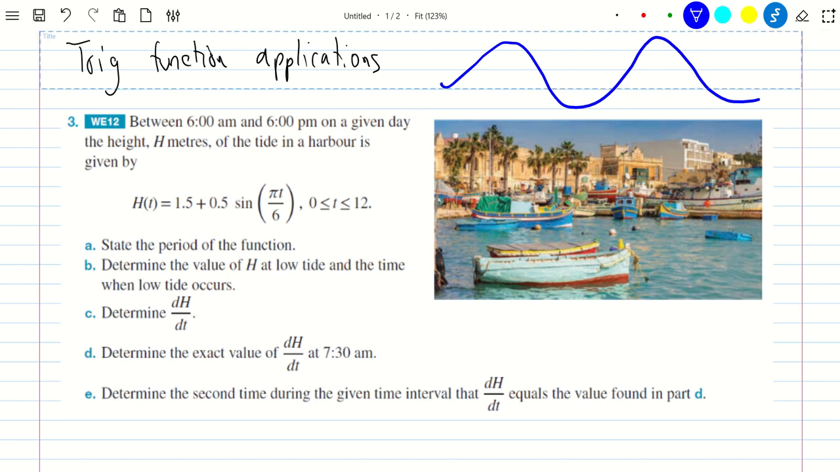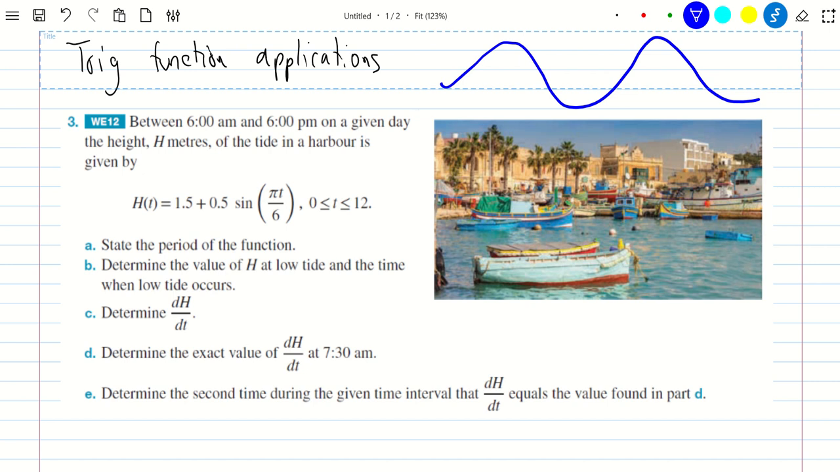Between 6 a.m. and 6 p.m. on a given day, the height h, which is measured in meters, of the tide in a harbour is given by the function h(t) = 1.5 + 0.5 sin(πt/6), where t is between 0 and 12, which makes sense.